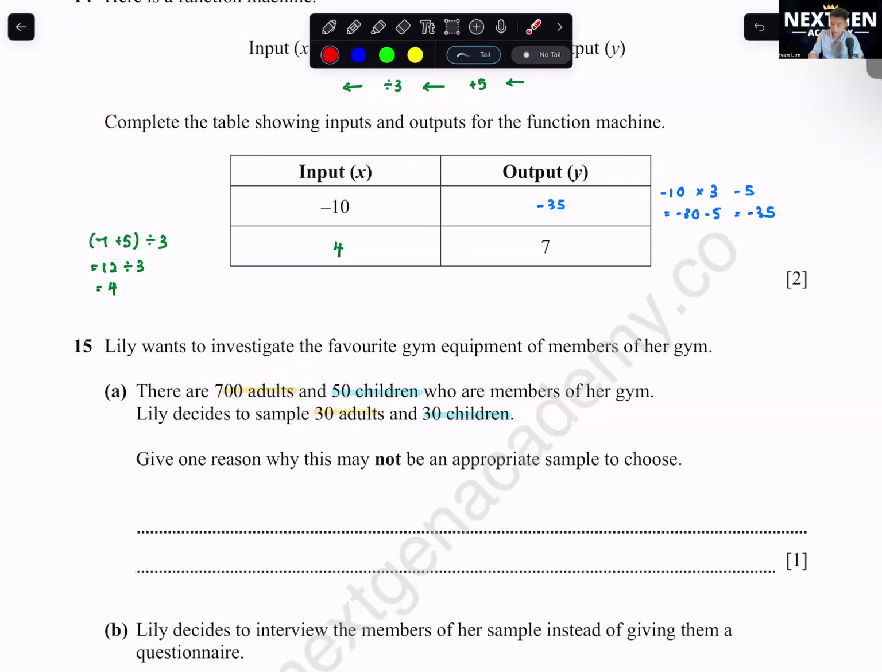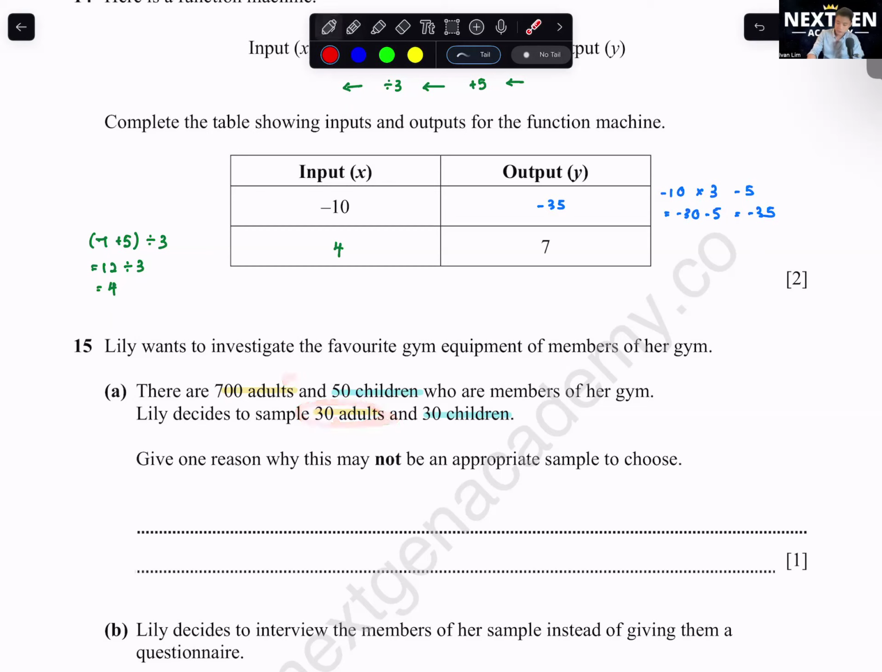But the more accurate answer is that the proportion is different for both. Can you see? This one you take 30 out of 700. This one you take 30 out of 50. 30 out of 50 will be more accurate, right? Way more accurate than 30 out of 700.